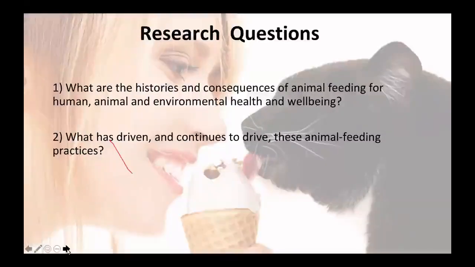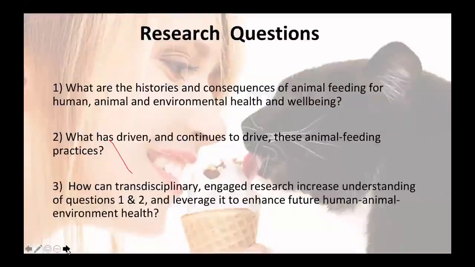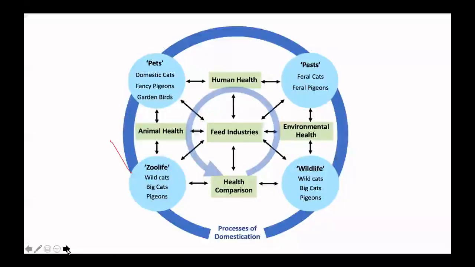And then if we can understand both of those questions, can we pull together a transdisciplinary team and use any information that we get from questions 1 and 2 to enhance futures of human, animal, and environmental health? So those are really the overarching questions that we are looking at. So this is a huge project. We're essentially talking about global human, animal, and environmental health, which for a 4-year project, it's not going to be necessarily very achievable.